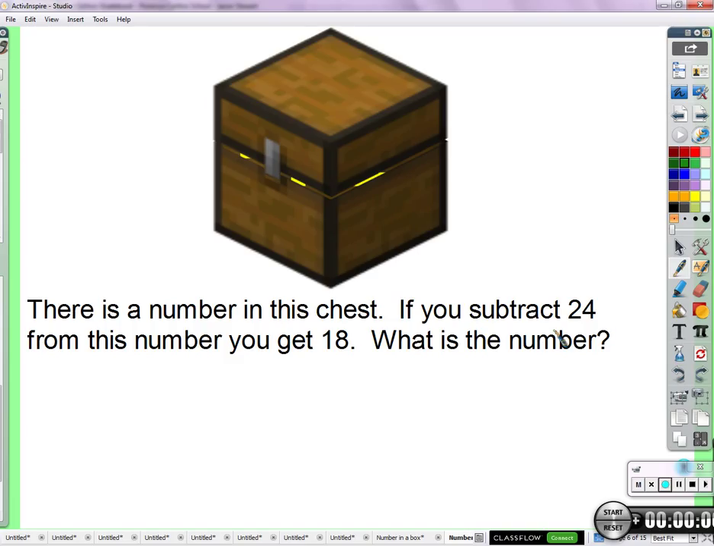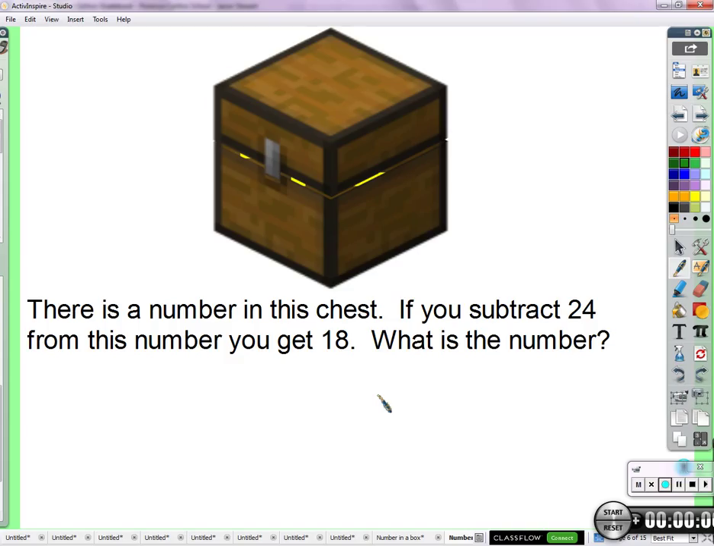Why do you say that? What's your brain reasoning through and saying? It must be bigger than both of those. Okay, so I'm asking why you're thinking it has to be bigger than both of these numbers, Olivia? If you take 24 away from it, that's a biggish number. 24 is a biggish number. And you get 18, and that's a biggish number too. So it must be pretty big because you took a fairly big number away from this number and you wound up with a biggish number as well, right? So it must be kind of a big number because we took 24 from the number.